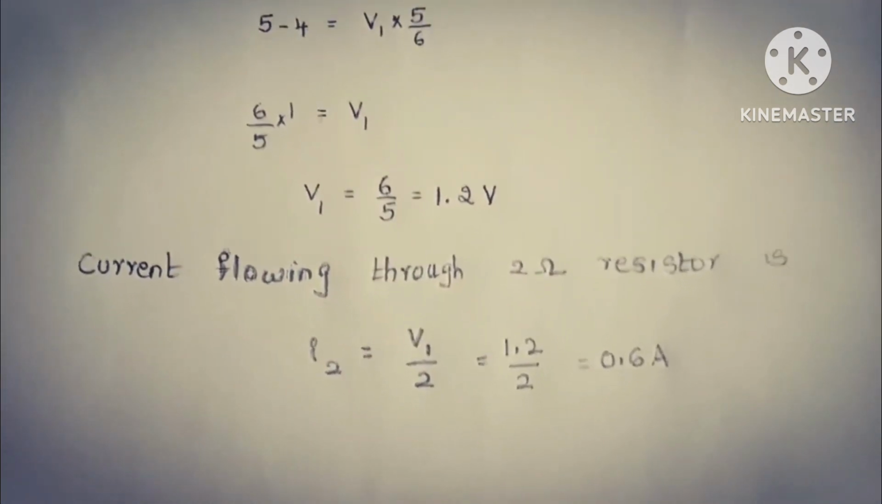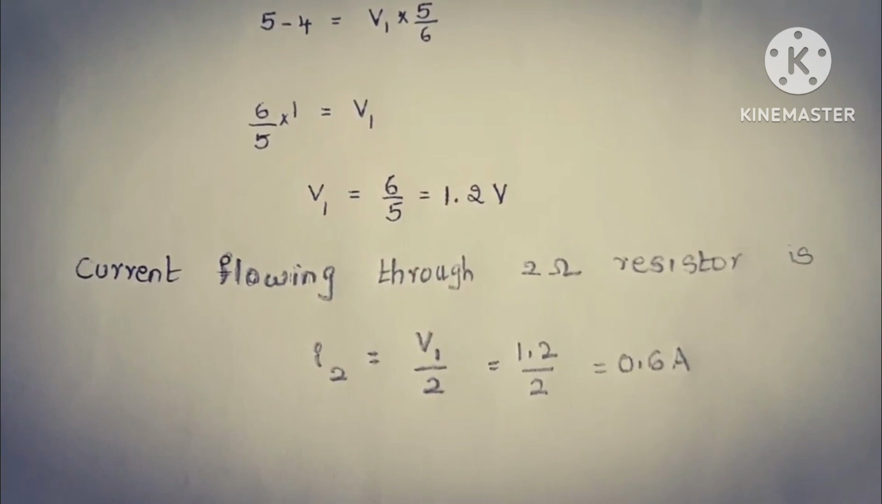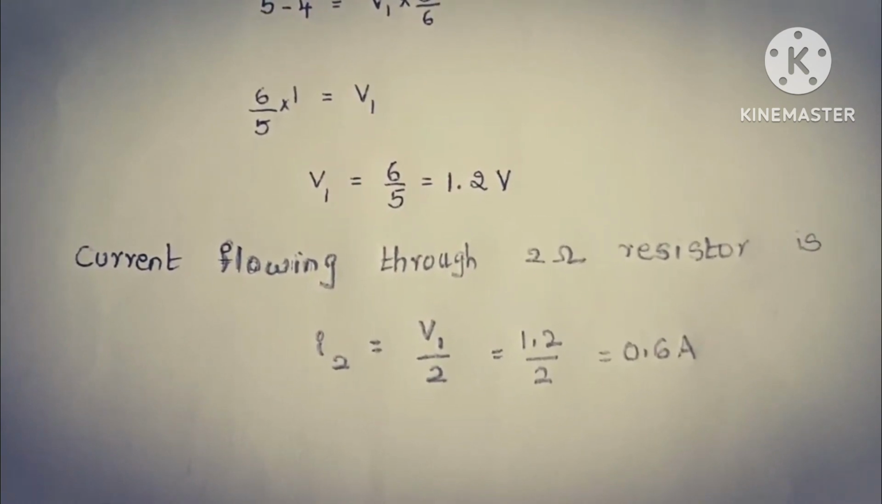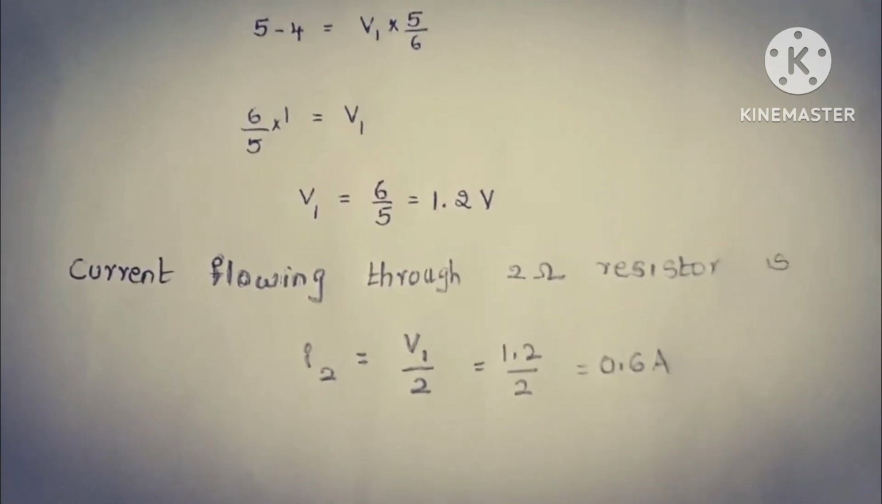So this is how we are going to find the currents flowing through a resistor or an element by using nodal analysis.